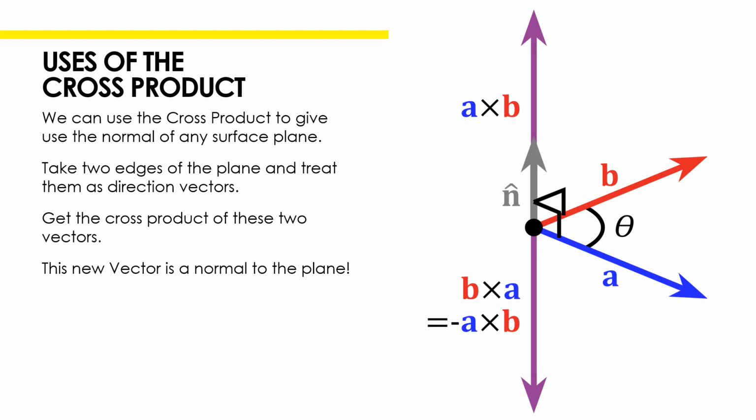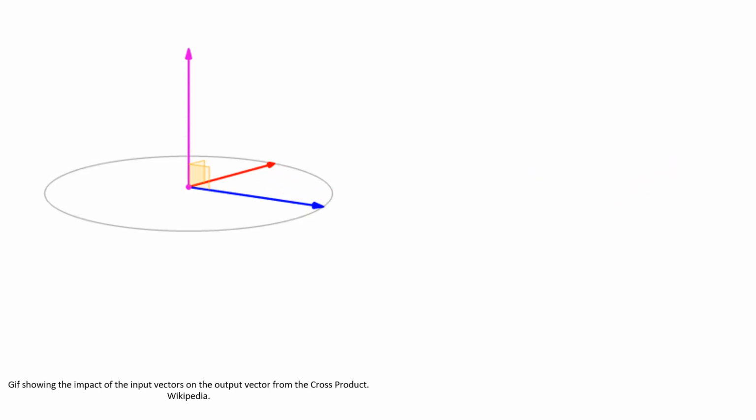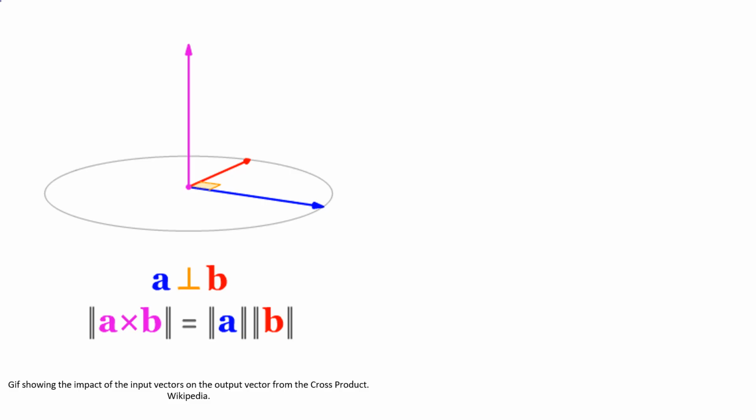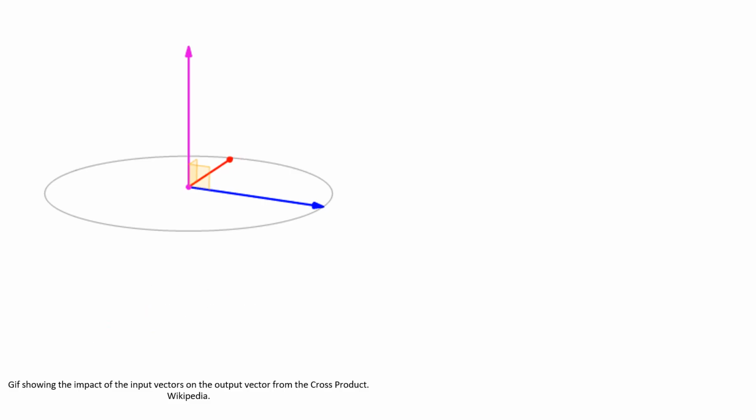We can use this to give us the surface normal of any plane. Probably not super useful in your day-to-day, but there are specific use cases where a cross product can be handy. Here's a little diagram of how this actually works and how the output changes based on the inputs that you're giving it. So as this rotates, it's going to change what we're getting out of it.